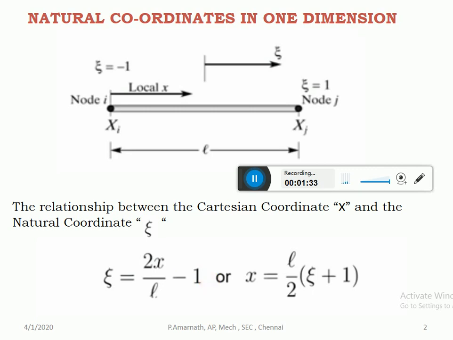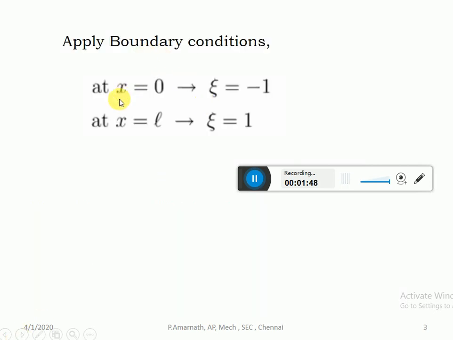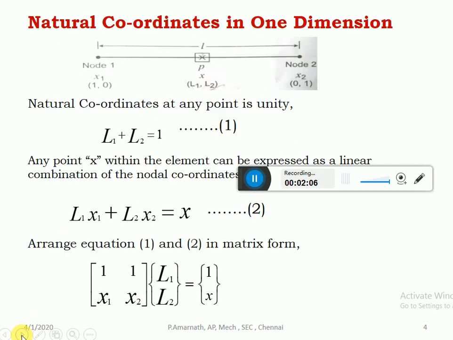If you apply the boundary conditions, x equal to 0 at node i and x equal to L at node j, and substitute them, then at x equal to 0 at node i, epsilon equals -1, and at x equal to L at node j, epsilon equals 1. So this is the natural coordinate system for a 1 dimensional element.